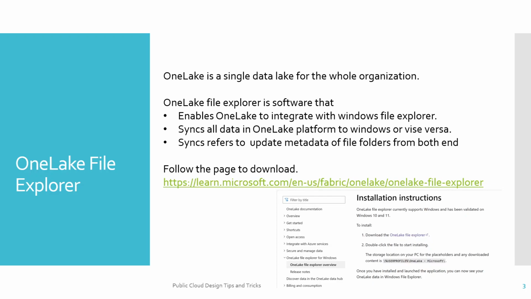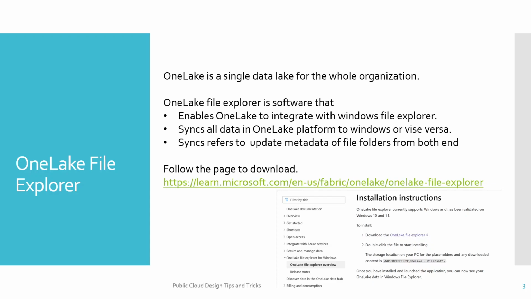Now, what is OneLake File Explorer? OneLake File Explorer is software that enables OneLake to integrate with Windows File Explorer. So basically, it creates a file explorer view within your local machine or local laptop. It syncs all data in the OneLake platform to Windows or vice versa. And when I say sync, it refers to updating the metadata of files or folders from both ends, from the Fabric end or from the local desktop or laptop end. So that is what OneLake File Explorer does.